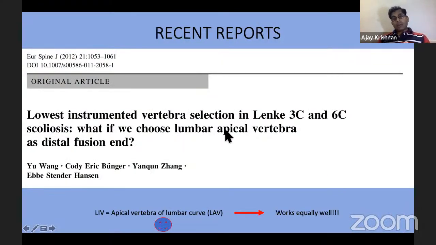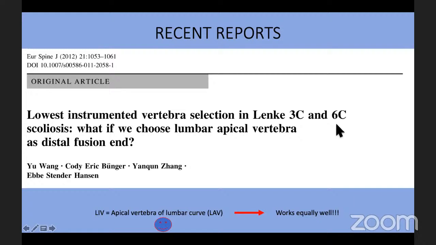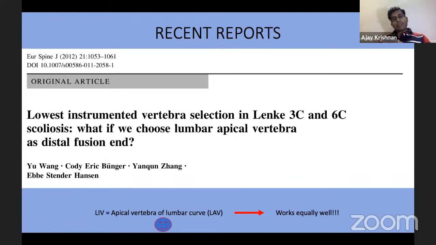This is again another curve. This is another paper which is talking about Lenke type 3C and 6C, and they talk of stopping at the apex of the lumbar curve, and it works well. Now, when you go into the details of the article, each and every image is 3C. None of the 6C images is there. So the literature itself is misguiding you in many of the curve selections.